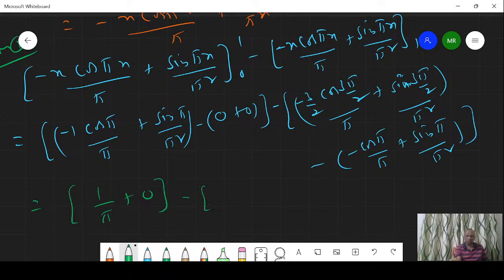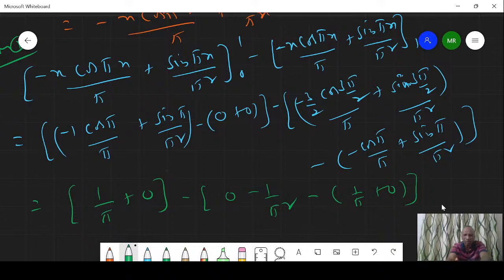Coming to the next bracket, cos 3 pi by 2 is 0, so this will be 0 here. And plus sin 3 pi by 2 is minus 1, you get minus 1 by pi square. Now you can see, minus of minus gives plus cos 180, which is minus 1, so plus 1 by pi. Sin 180 is 0. It comes like this.